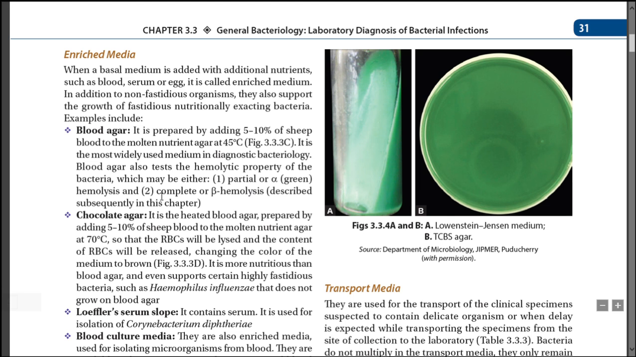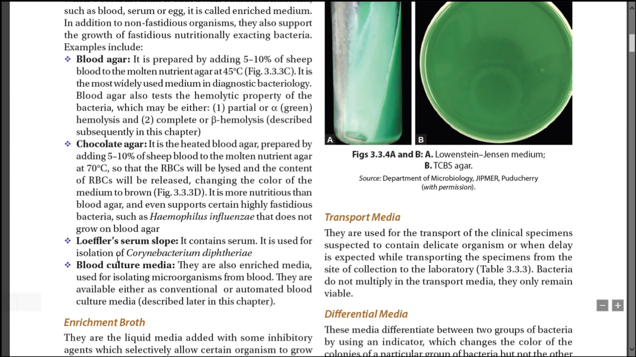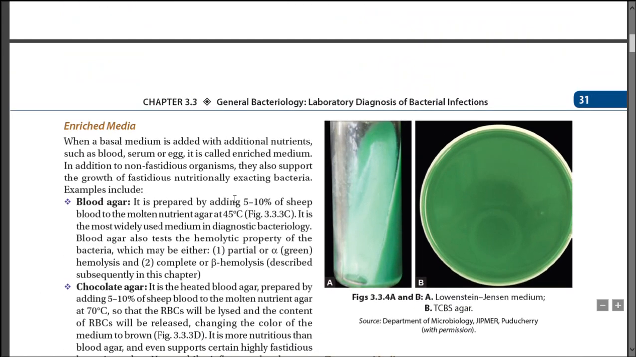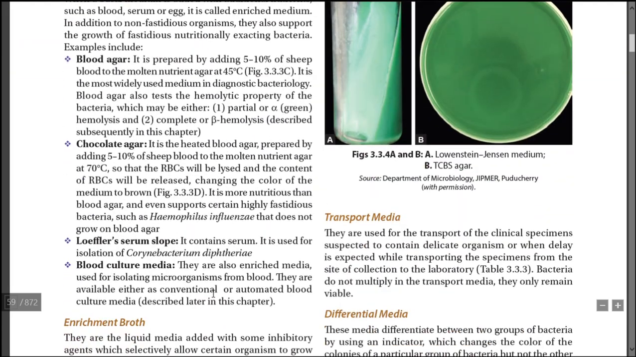Enriched media includes blood agar, chocolate agar, Loeffler serum slope, and blood culture media. Blood agar is prepared by adding 5 to 10% of sheep blood to molten nutrient agar at 45 degrees Celsius. It is a widely used medium in diagnostic bacteriology. Blood agar tests the hemolytic property of bacteria: partial or alpha hemolysis, green hemolysis, or complete beta hemolysis. So we'll check for these events.